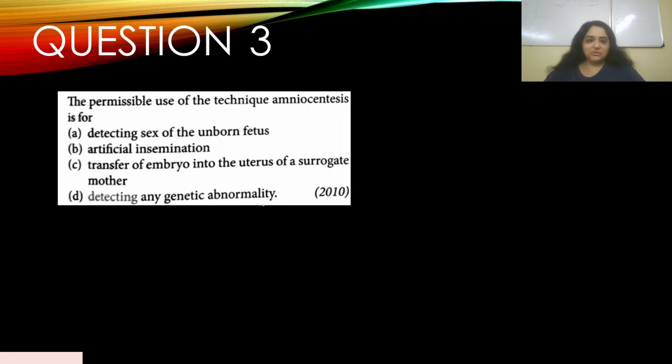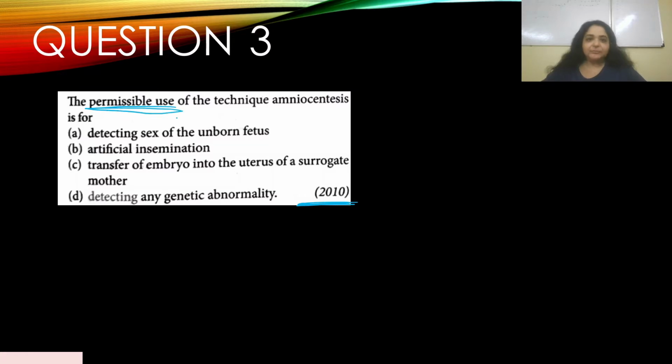Okay, so question number 3. The permissible use of the technique amniocentesis is for, and this appeared in 2010, A, detecting sex of the unborn fetus, B, artificial insemination, C, transfer of embryo into the uterus of a surrogate mother, D, detecting any genetic abnormality. Okay, so again another question on amniocentesis.